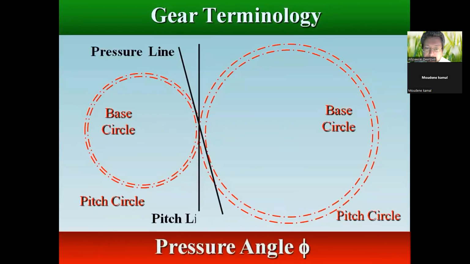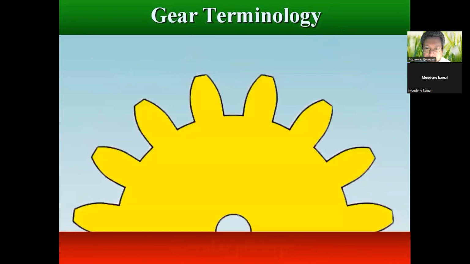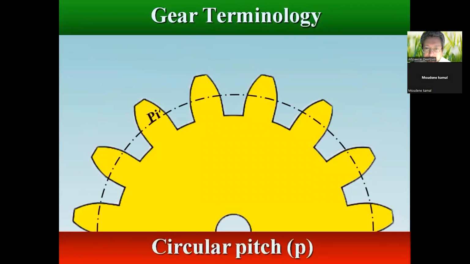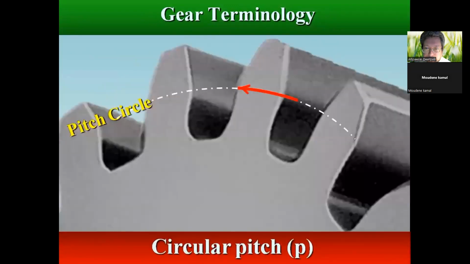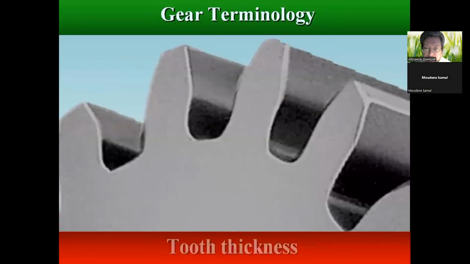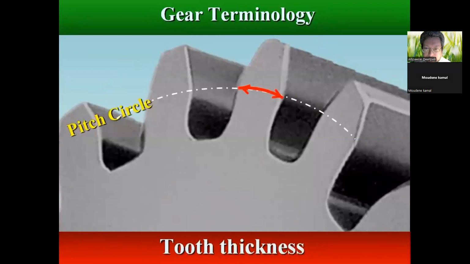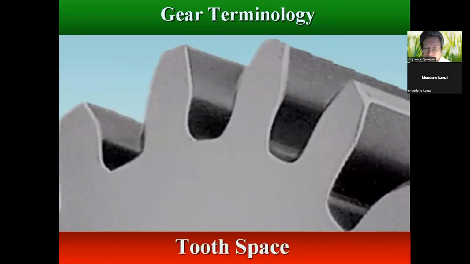Pressure angle is the angle at a pitch point between the line of pressure, which is normal to the tooth surface, and the plane tangent to the pitch surface. Circular pitch is the distance from one face of a tooth to the corresponding face of an adjacent tooth on the same gear, measured along the pitch circle. Tooth thickness is the width of the tooth measured along the pitch circle. Tooth space is the width of space between the two adjacent teeth measured along the pitch circle.